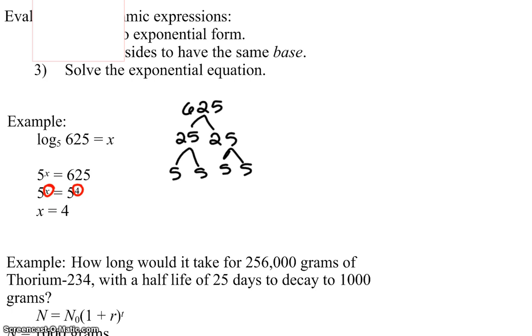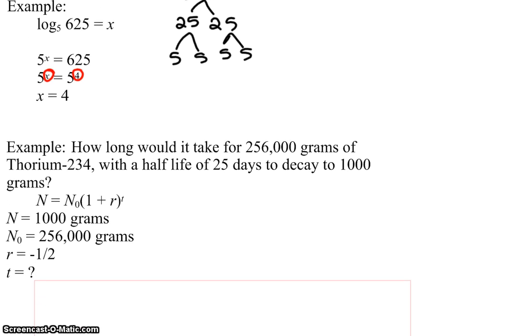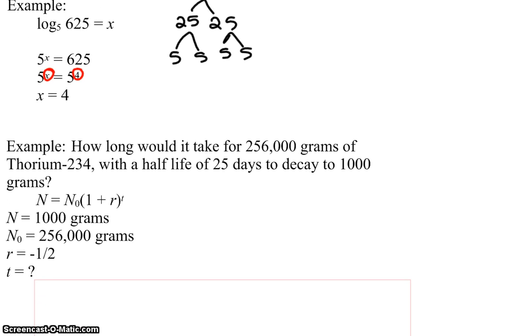Now let's take a look at our second example. How long would it take for 256,000 grams of thorium-234 with a half-life of 25 days to decay to 1,000 grams? First off, this is an exponential decay problem, so we're going to use the exponential decay formula. N equals N sub 0 times (1 plus r) to the t. We're going to start with N is 1,000 grams. N sub 0 is 256,000 grams. Remember, N is the final result. N sub 0 is what we have originally. And in this case, r is negative 1/2 because it is losing half of the amount.